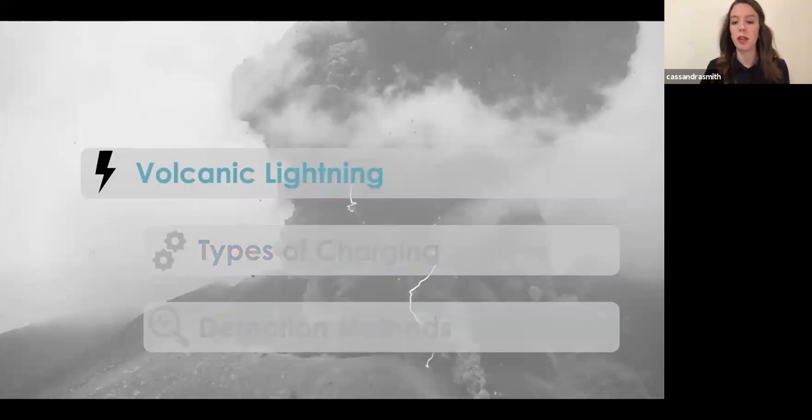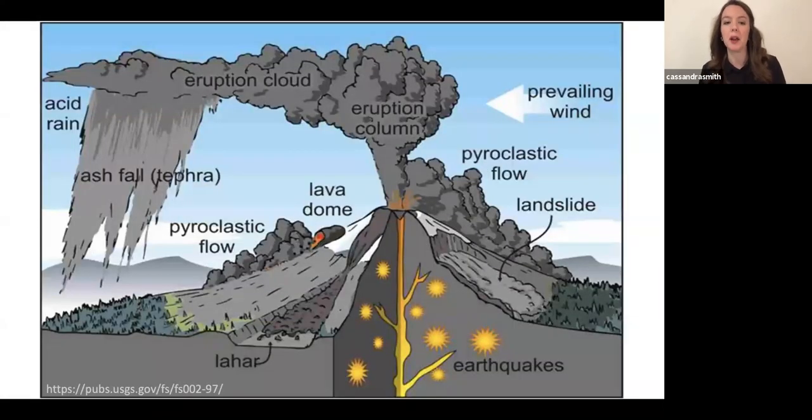So general volcanic lightning, why we care comes all the way back to this classic figure by the USGS of all of the hazards associated with a volcanic eruption. So we have different methods for monitoring these already. So we have satellites, we have seismometers, we have infrasound. But one of the main things we're hoping lightning can help give us more information on are these two areas.